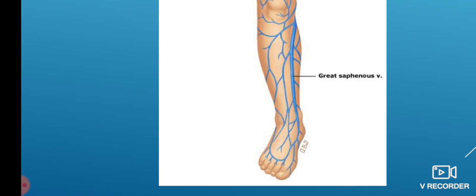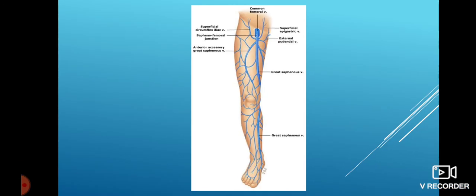So whenever there is an incompetency in the valve, whenever there is any lesion or any problem with the valves, what happened is, two directional flow of blood occurs. Upward and downward flow of the blood occurs there. That causes varicose vein. That causes the tortuosity of the vein, and that condition is called varicose vein.